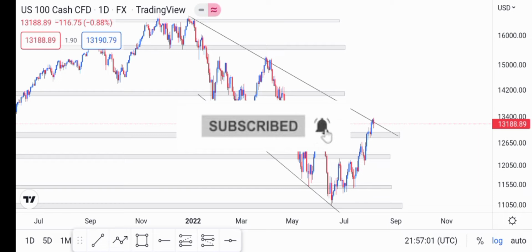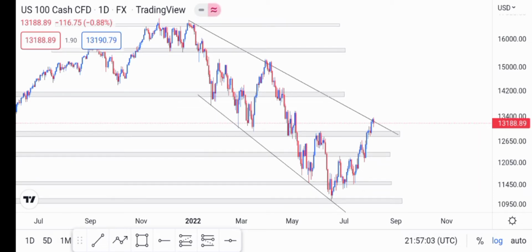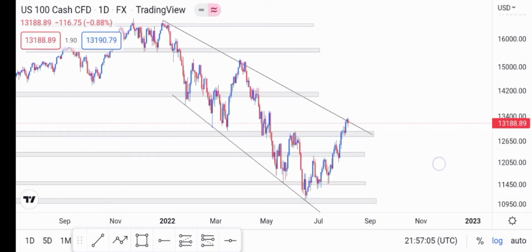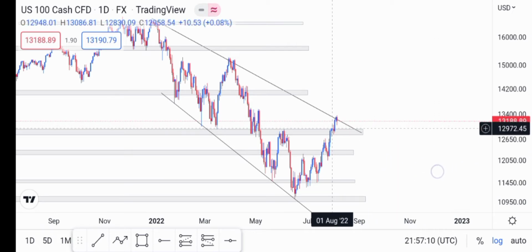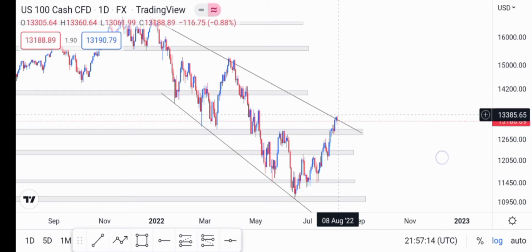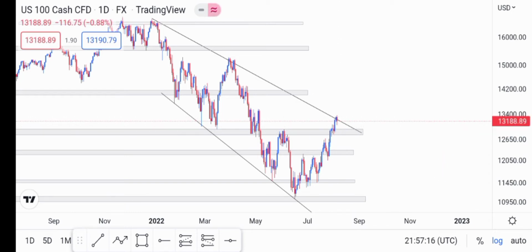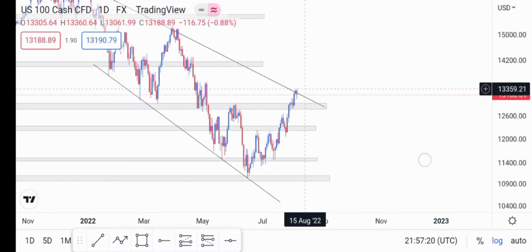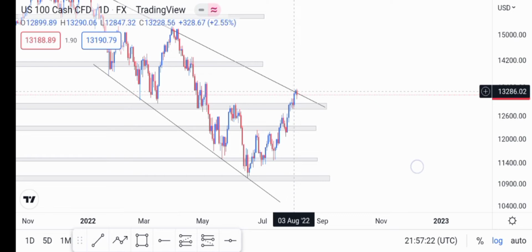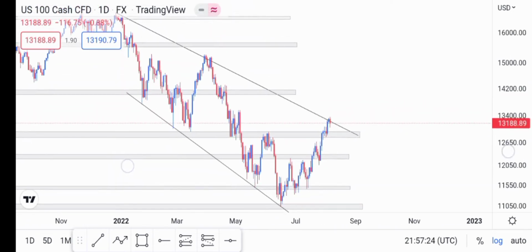Okay, so as you can see, last time on our previous analysis, we were around this area right over here, and I said NAS100 is going to push the upper side up until this touch right over here. As you can see on the daily time frame, NAS100 managed to push the upper side up until right over here. So what do we have?